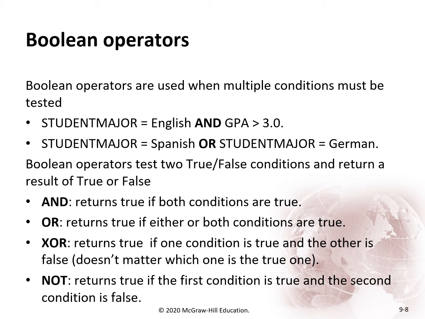Boolean operators are useful when you have multiple conditions that have to be tested for. So instead of just looking for a single thing, you can look for one thing and something else. So if you have two conditions that must be met, Boolean operators like ANDs and ORs will do that. There's others, and Price will go over those in some detail in the tutorials, and you'll get a chance to see what they are.